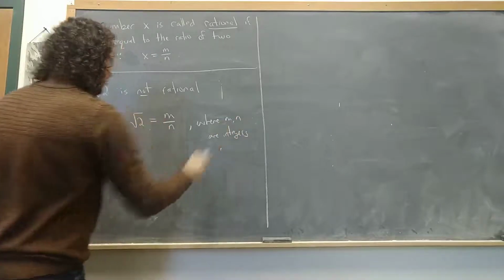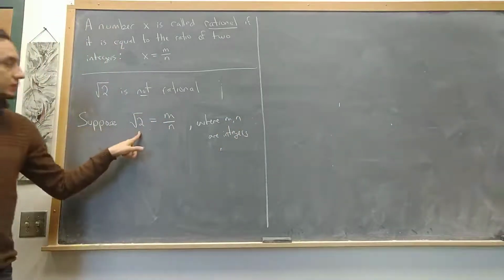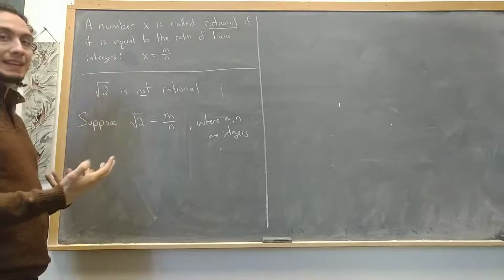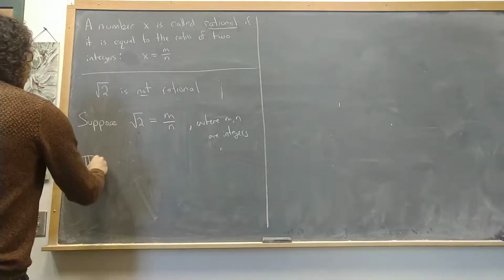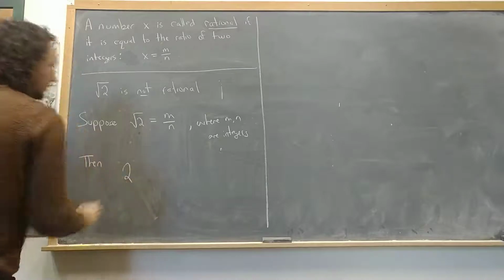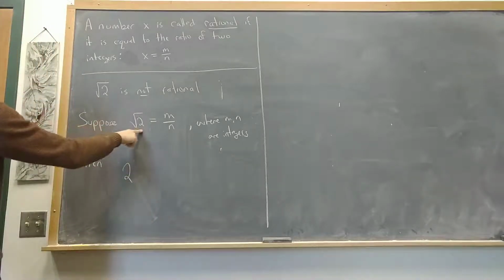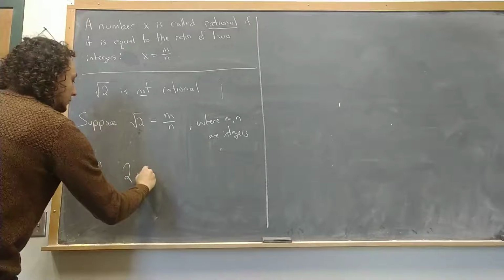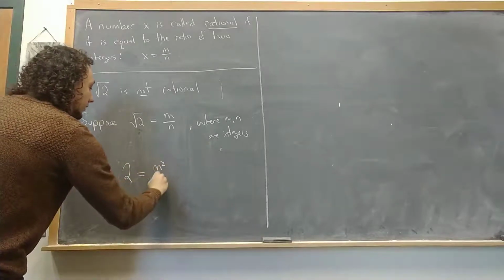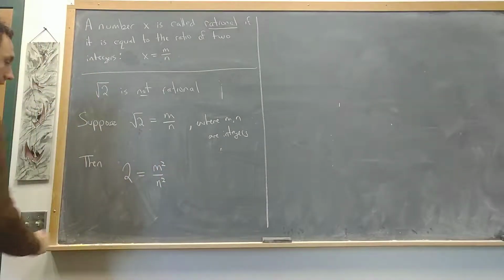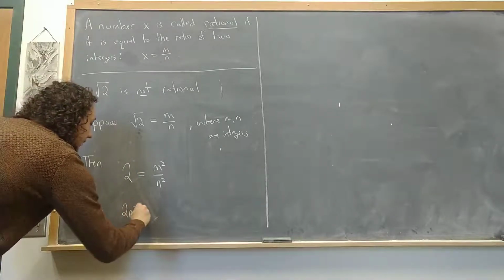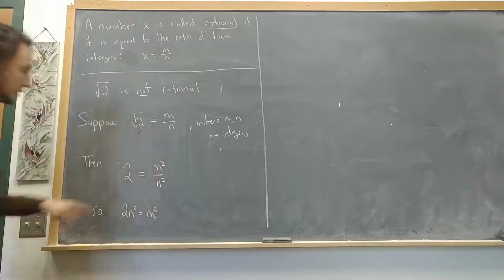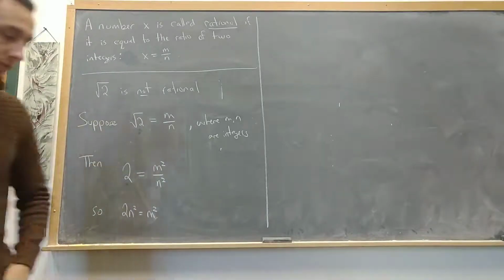Now what follows from this? Well, the square root of 2 is the number that when you multiply it by itself gives 2. So from this we would get that 2, which is the square root of 2 squared, is equal to m squared over n squared. And from that it would follow that 2n squared is equal to m squared, just by multiplying both sides by n squared.